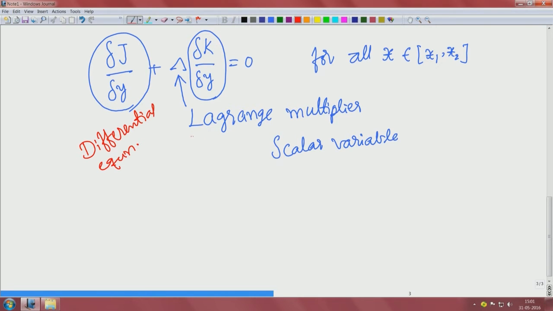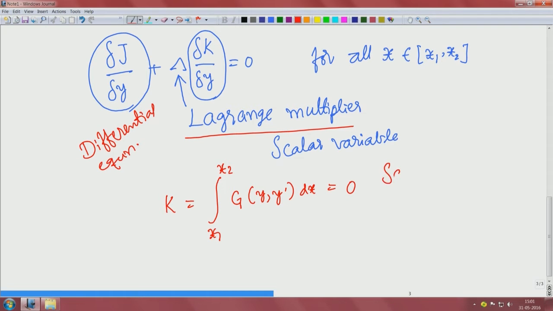But in order to solve for this Lagrange multiplier, fortunately we have an equation. To solve for that, we have K equal to the integral from x1 to x2 of g(y, y prime) dx equal to 0. This is a scalar equation, because if you recall, a functional is a mapping from function space to a real number space, so its value is a real scalar. So, we can solve for a scalar unknown, which is lambda.